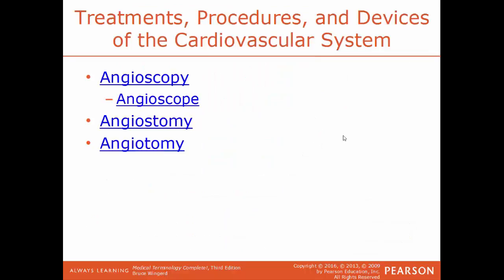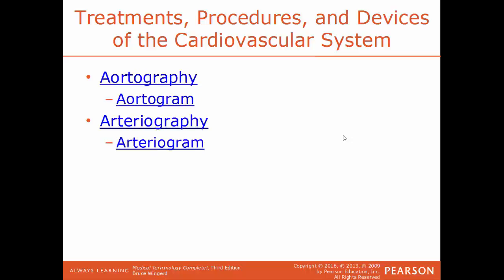Your next term, angioscopy, is the visualization of the interior of blood vessels. The tool you would use to view this would be an angioscope, because a scope is the actual instrument of viewing. Angiostomy, this is establishing an opening into a blood vessel. And our last term here, angiotomy, is an excision of a section of a blood vessel. That's actually cutting into and removing a part of a lymphatic vessel or a blood vessel. So next term, aortography, is a visualization of the aorta and its various branches.